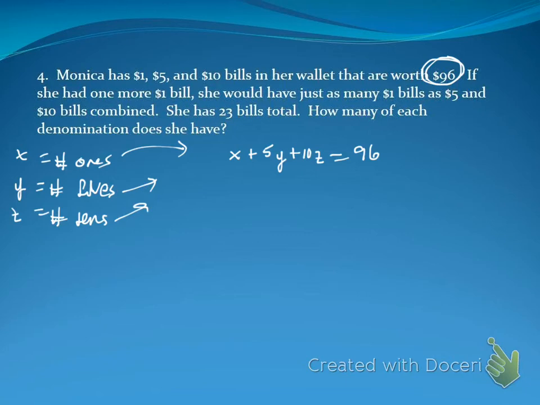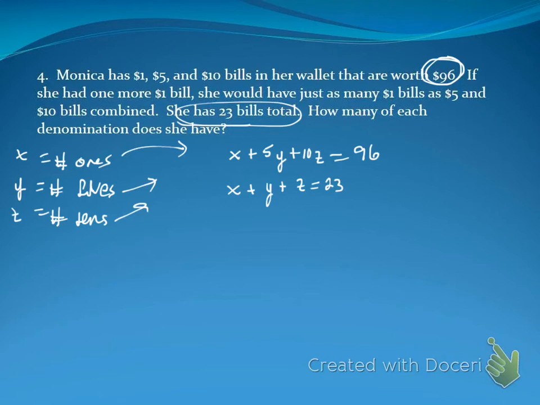Okay? The second equation, the next sentence does give you an equation, but I'm going to skip that for a second and just get to this next sentence that says that she has 23 total bills. So if I count the number of 1s that she had, which is X, add to that the number of 5s, which is Y, and then add the number of 10s, which is Z, that needs to be 23 bills total, right? So there's your second equation.